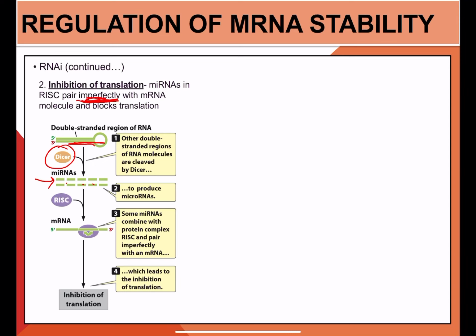So siRNA pairs perfectly, microRNA pairs imperfectly, but in either case, the binding of this mRNA with the RISC complex with microRNA will still inhibit translation. We're not going to go over the details of what steps are here to get to the inhibition of translation, but ultimately it will also lead to blocking or inhibition of translation.